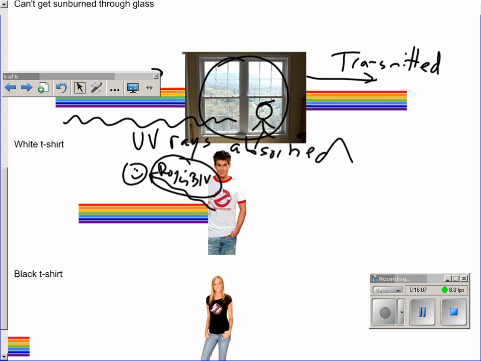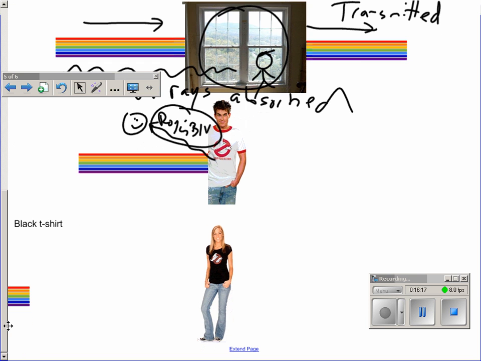Okay? So there, nothing is being absorbed, which is why it's good to wear white in the summer, right? Because it doesn't absorb any colors and it doesn't get as hot as if you are like this girl down here, wearing black.